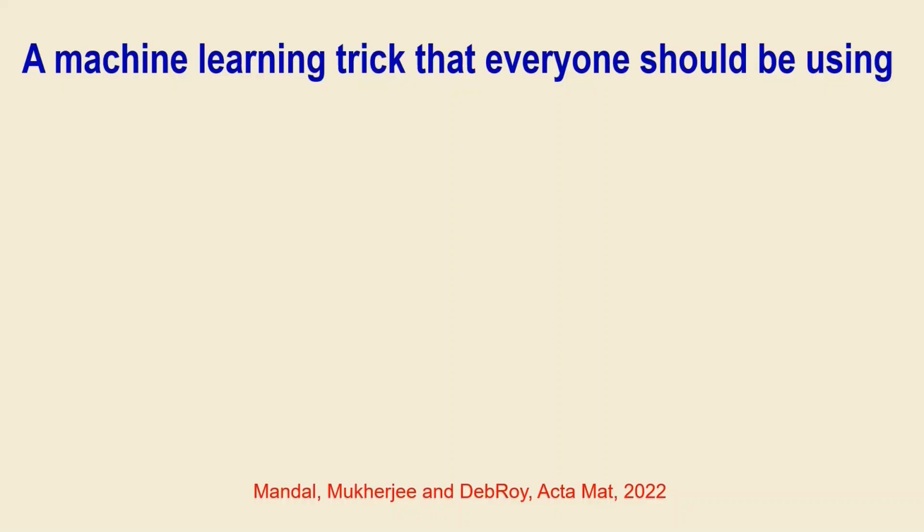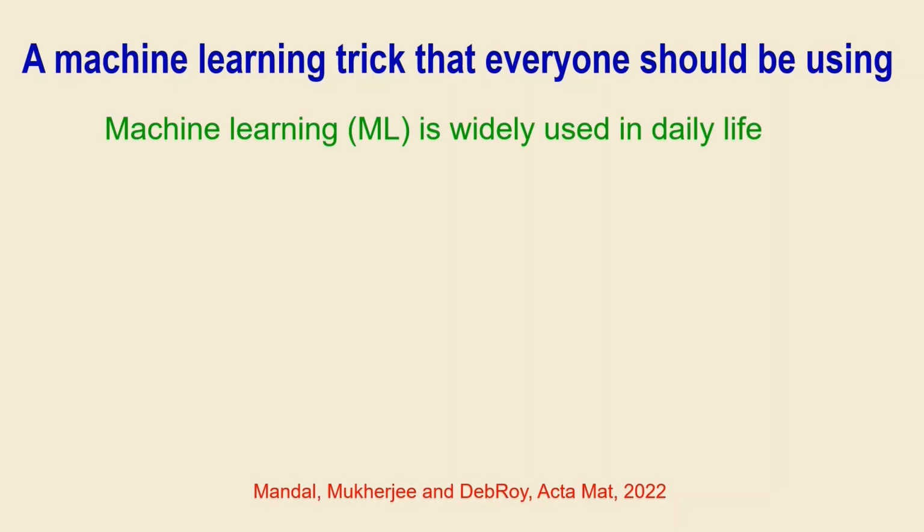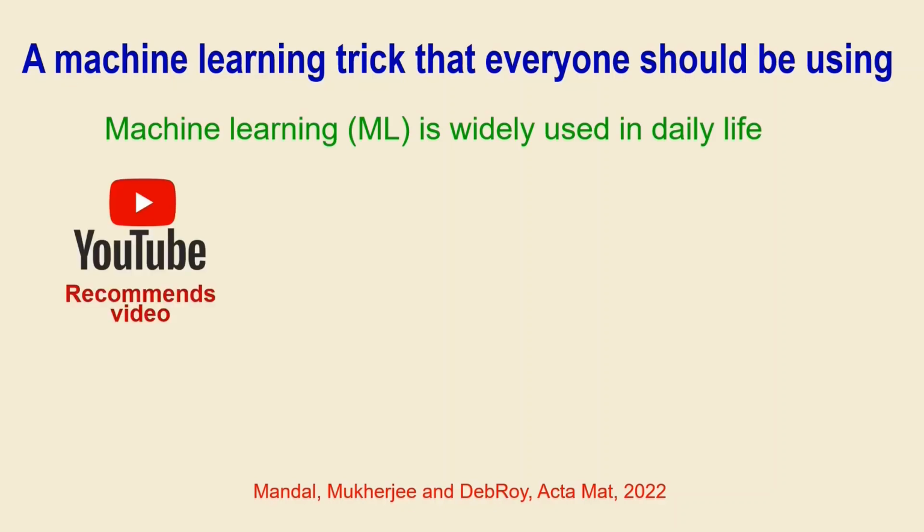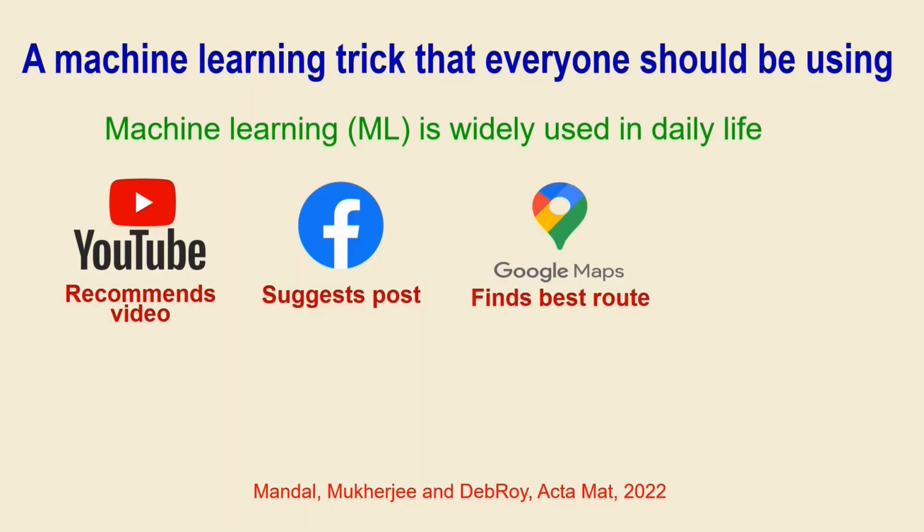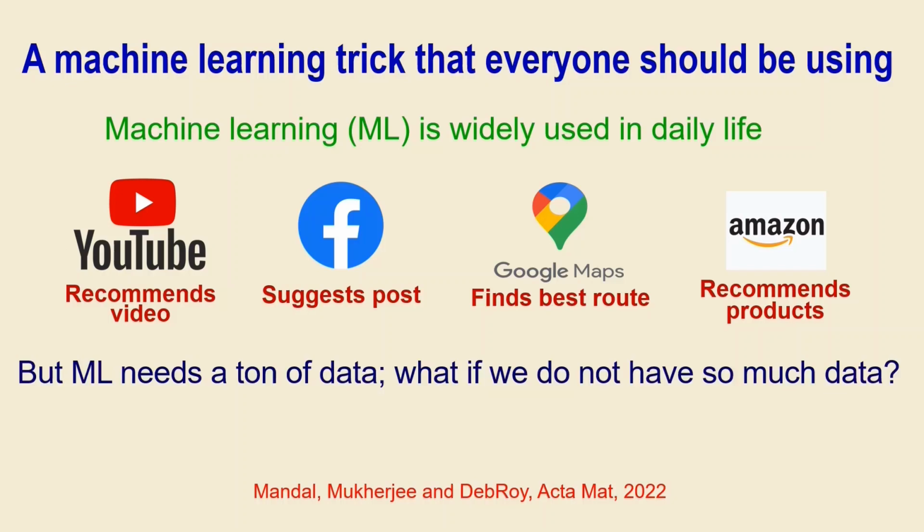We use machine learning all the time. For example, YouTube recommends videos for us to watch. Facebook suggests posts based on our past history. Google Maps can find the best route for us to reach our destinations. And Amazon recommends products based on machine learning.